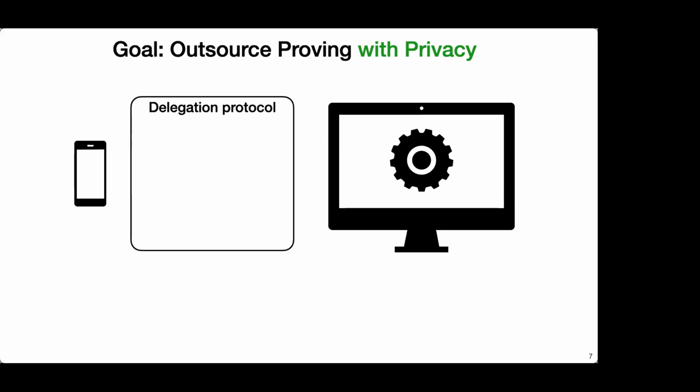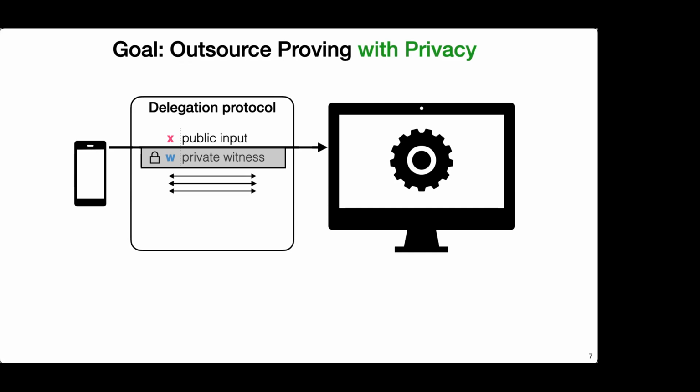So we want to come up with some sort of delegation protocol or scheme where there's the prover, the mobile phone, which provides the public input and then some sort of obfuscated or encrypted or hidden version of the witness into the protocol. And then there's some interaction inside the protocol, and at the end, the phone gets back the proof that it wanted, right?